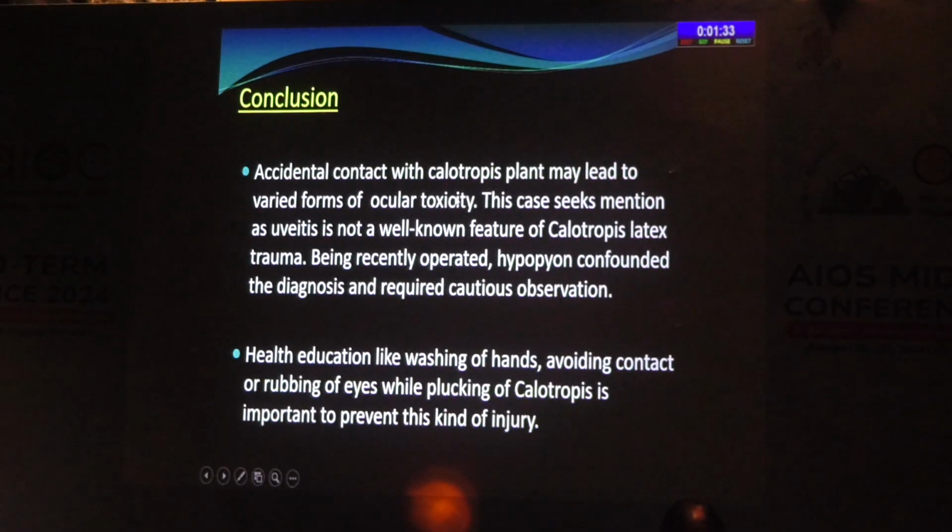To conclude, accidental contact with the Calotropis plant may lead to varied forms of ocular toxicity. It is not only keratopathy, as many residents or young ophthalmologists think; there may be high-grade inflammation also, with hypopyon. This case seeks mention as uveitis is not a well-known feature of Calotropis latex trauma. Being recently operated, 3 months back, hypopyon confounded the diagnosis and required cautious observation.